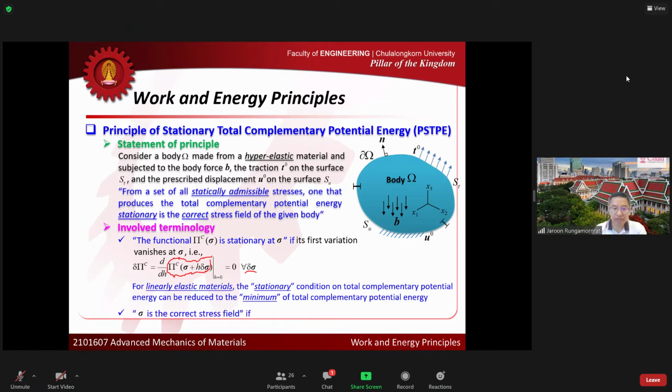Now let's look at the final technical term that we use to say that sigma is the correct stress field.